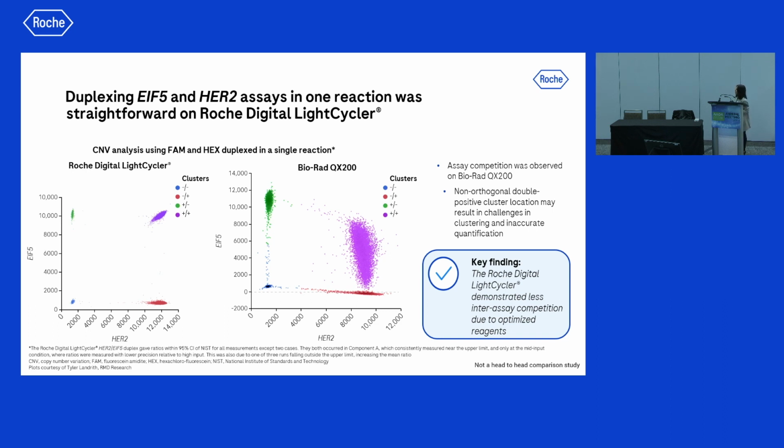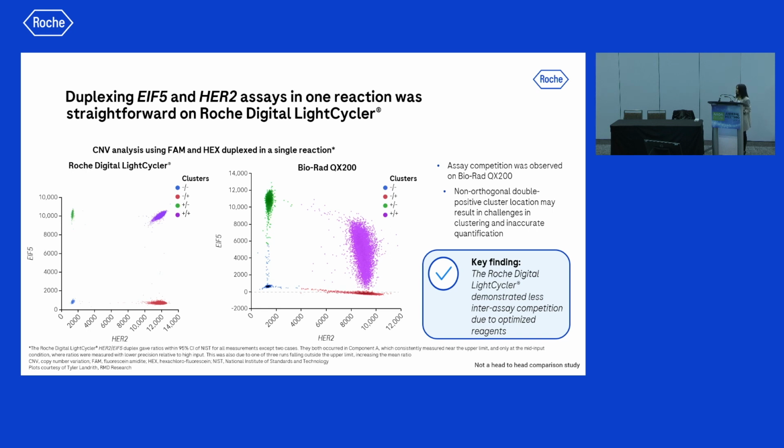So on the left-hand side, what we're seeing here is the Roche Digital LightCycler with EIF5 on the y-axis, and on the x-axis you have your HER2. And again, your legend here for your clusters: your double negatives, your double positives, and your single positives in each direction. Compare that with the Bio-Rad QX200, where you have the capability of duplexing, but it looks like there is an inter-assay competition occurring on the Bio-Rad platform when you try to duplex these two assays together into a single reaction.